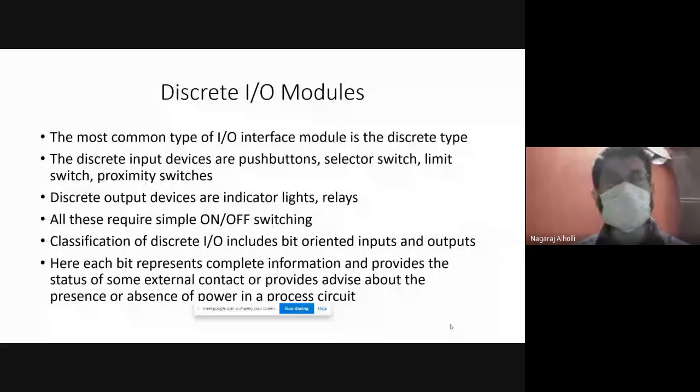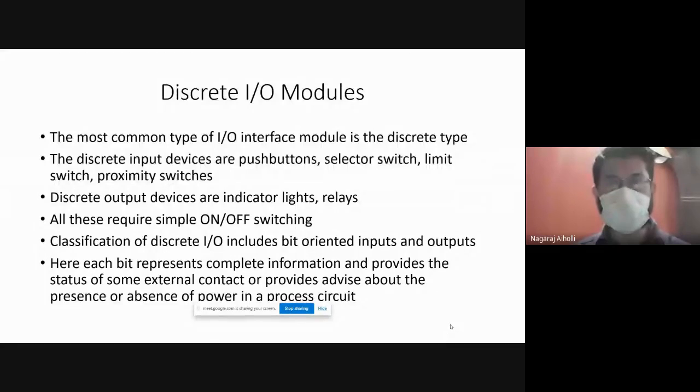Discrete IO modules. As the name itself indicates, discrete means it is digital in nature. Digital means it has only two states, that is the on state or the off state. Such a system is called a discrete system, with discrete input and output modules, IO modules.